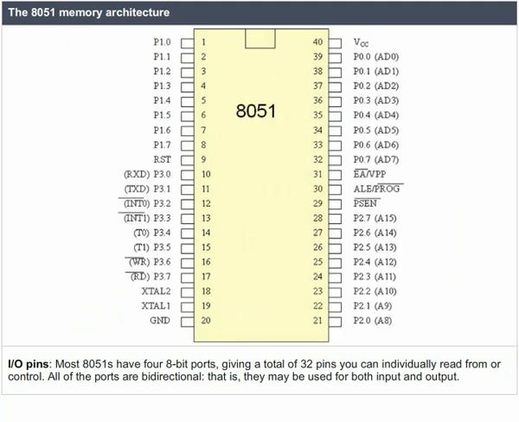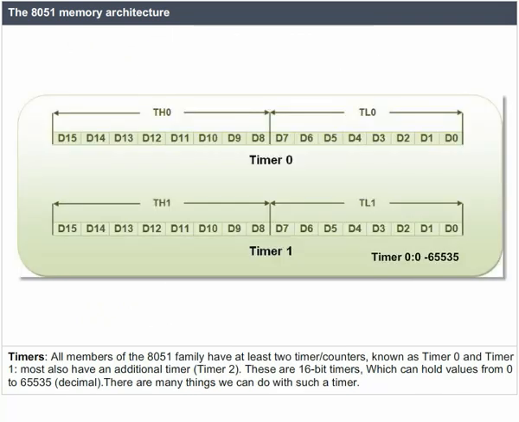Input-output pins. Most 8051s have four 8-bit ports, giving a total of 32 pins you can individually read from or control. All of the ports are bidirectional, that is, they may be used for both input and output. Timers. All members of the 8051 family have at least two timers or counters, known as timer 0 and timer 1. Most also have an additional timer, timer 2. These are 16-bit timers which can hold values from 0 to 65,535 in decimal.